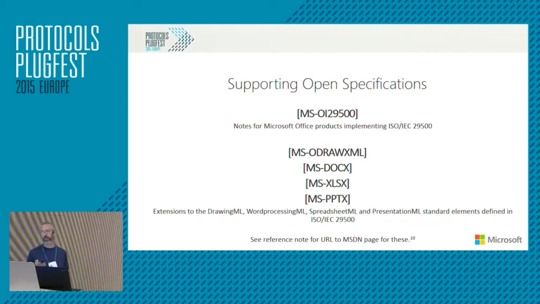So the ODraw XML, DocX, and XLSX and PPTX ones that you see here are our extensions. Those aren't implementation notes, but they are extensions. So that's where new elements and attributes have been added. So these are things you will not find in the standard. Okay.